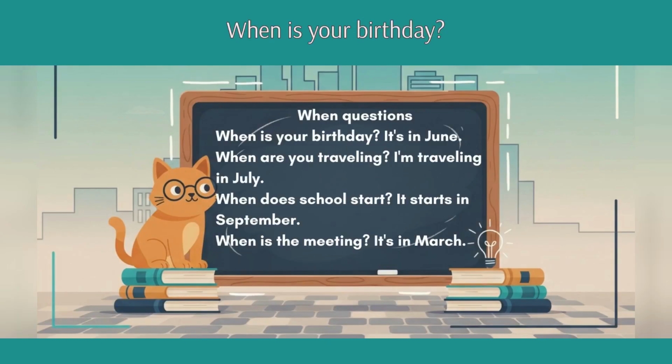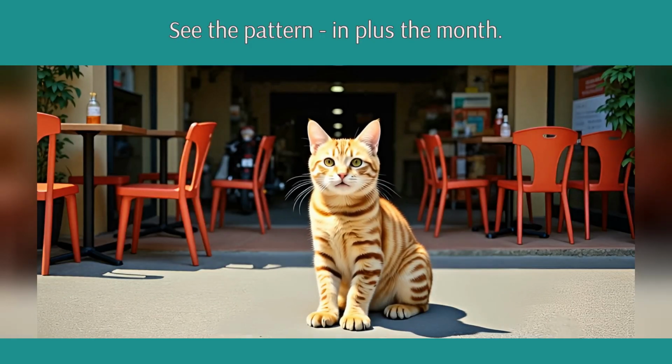Questions with when. When is your birthday? It is in June. When are you traveling? I am traveling in July. When does school start? It starts in September. When is the meeting? It is in March. See the pattern: in plus the month.